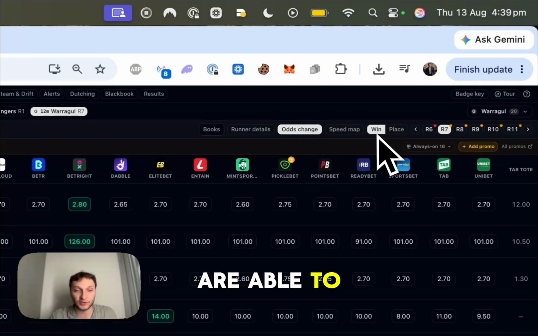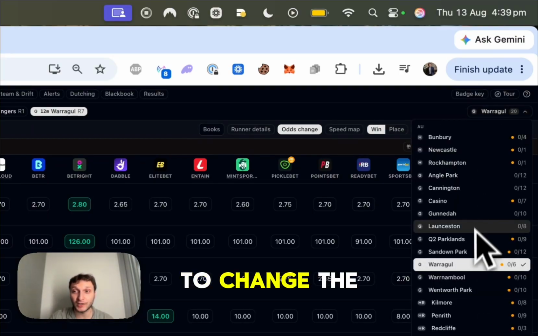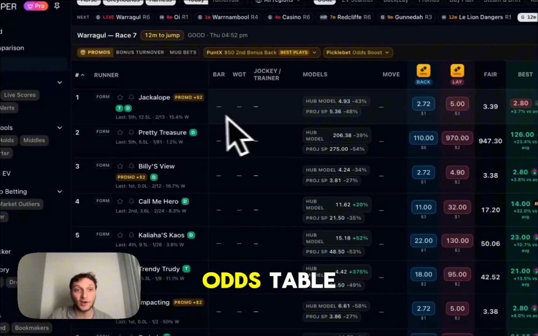And lastly, you are able to toggle on win and place markets. And in this far corner, we are able to change the race and then also select which race we want to look at. Now let's take a look at the odds table.